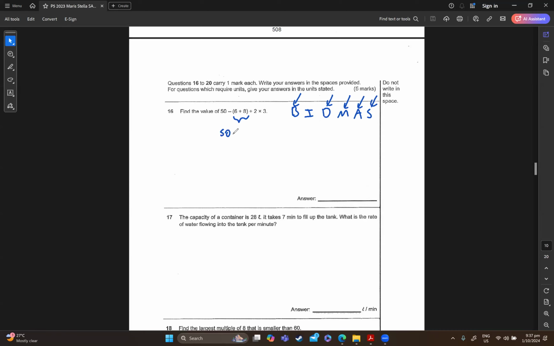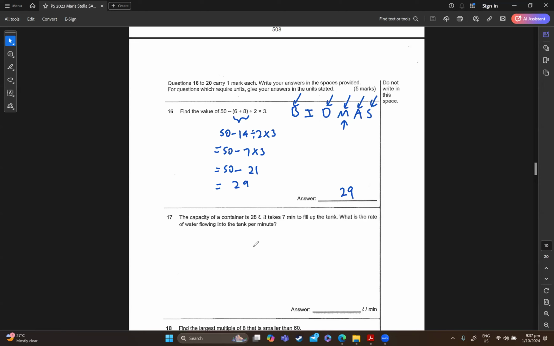So you should write 50 minus 14 divided by 2 times 3. So next, do the division. 14 divided by 2 is 7. Then put down times 3. Next, it's 50 minus 7 times 3. Next, you have to do the multiplication. So it's 21. So your final answer is 50 minus 21, which is 29.